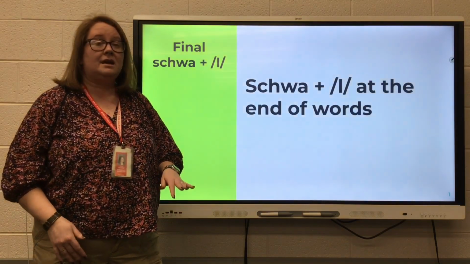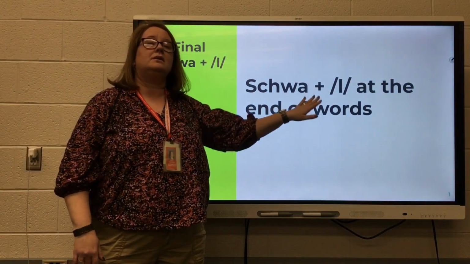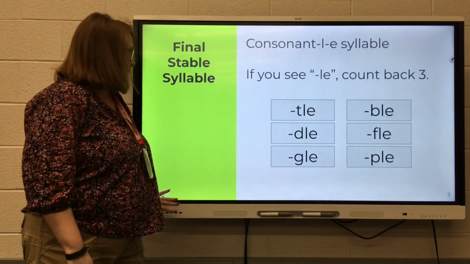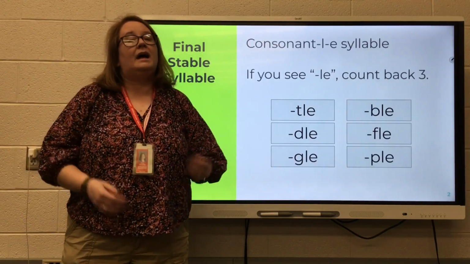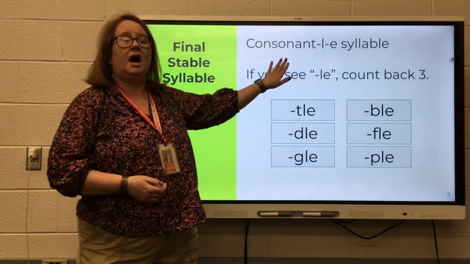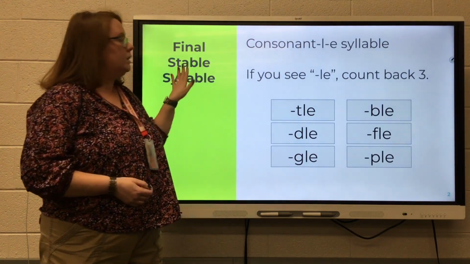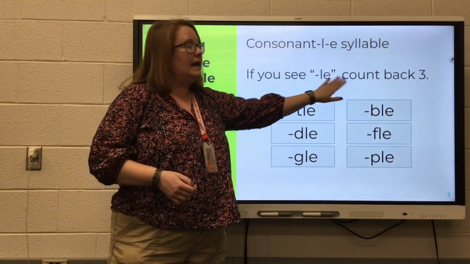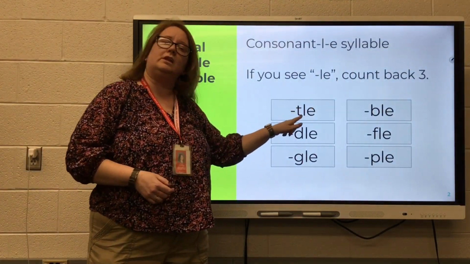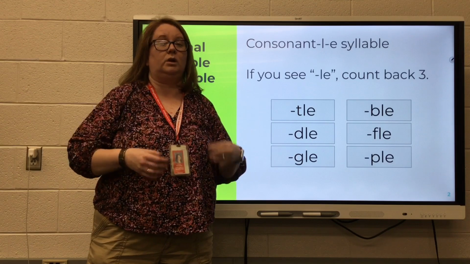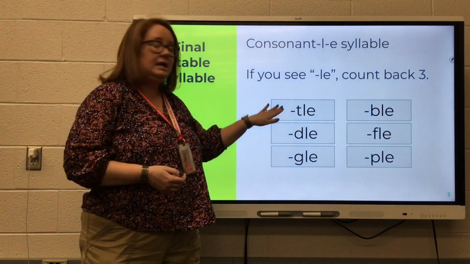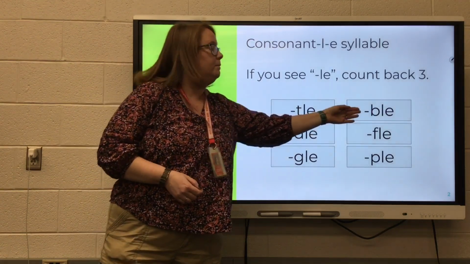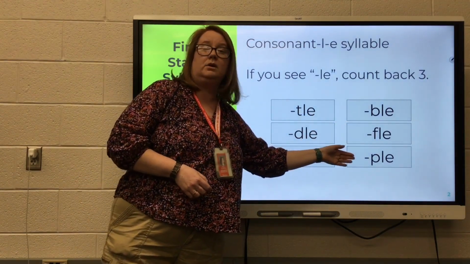Today's lesson is on the final schwa plus ul sound at the end of words. So usually that ul sound that we're talking about is a consonant LE syllable or a final stable syllable. If you see LE, count back 3, and then usually that will give you the final syllable of the words we're talking about. If you see this, you're going to say tul, dul, gul, bull, and pull.